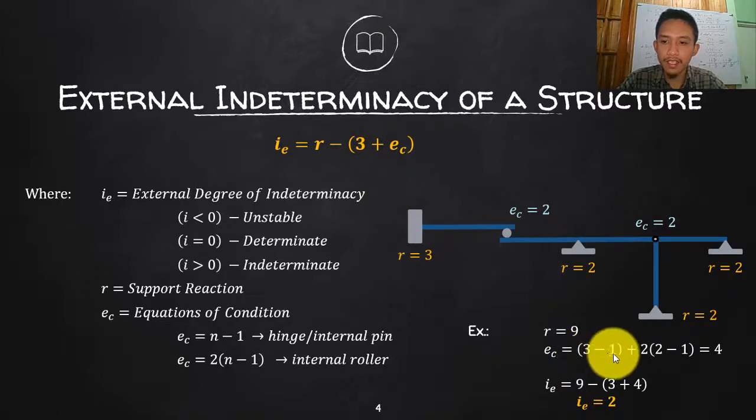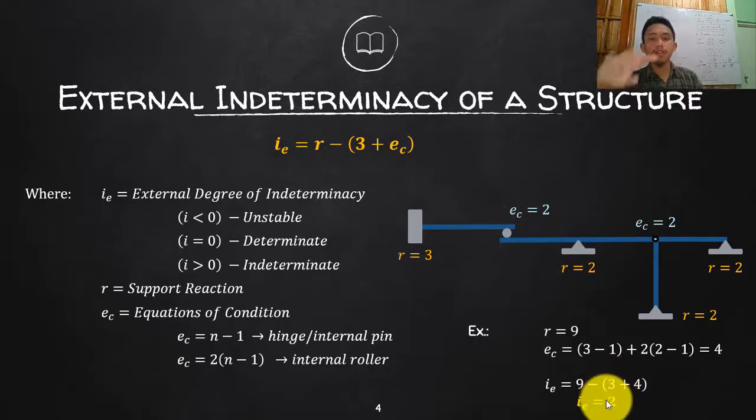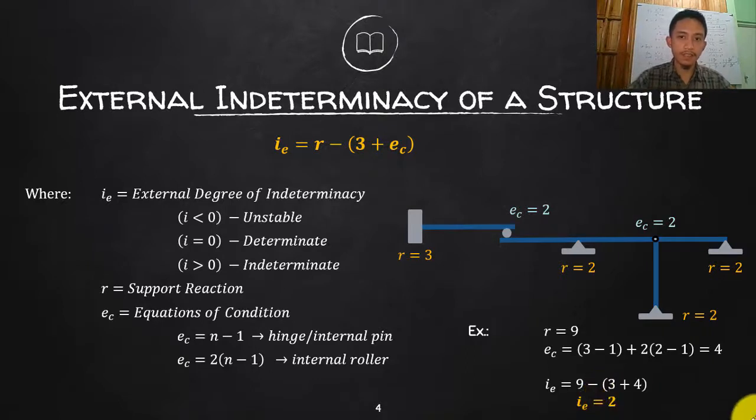However, your E sub C there is again 4. Substitute there plus 3, so that will be 7. So 9 minus 7 is 2. So there are 2 redundants. External redundant or support redundants. Okay, so you cannot just solve that one using summations of forces or by merely statics, even if there are additional equations of condition. Okay, so that is external indeterminacy. We are talking about the supports externally of the structure.